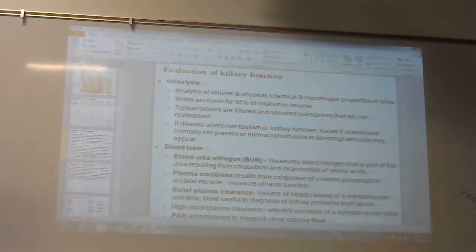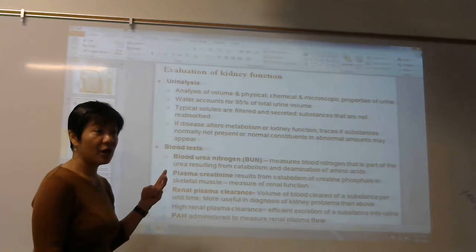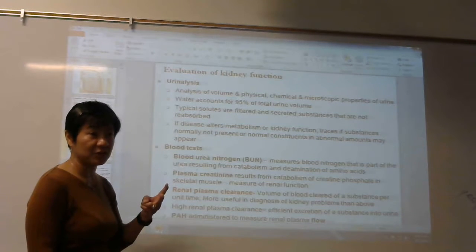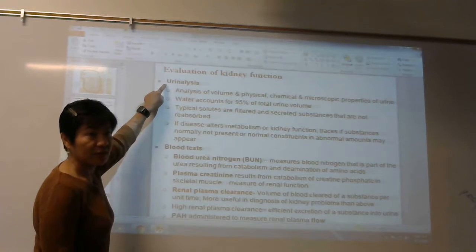So doesn't it make sense that what they do is always evaluate kidney function? And do you agree with this slide? There are two ways to evaluate kidney function. Look at your pee, look at your blood.